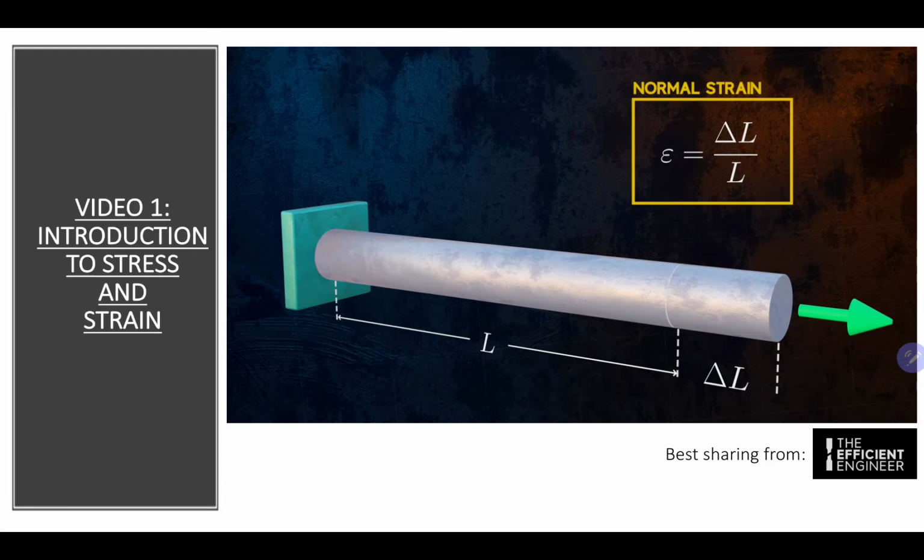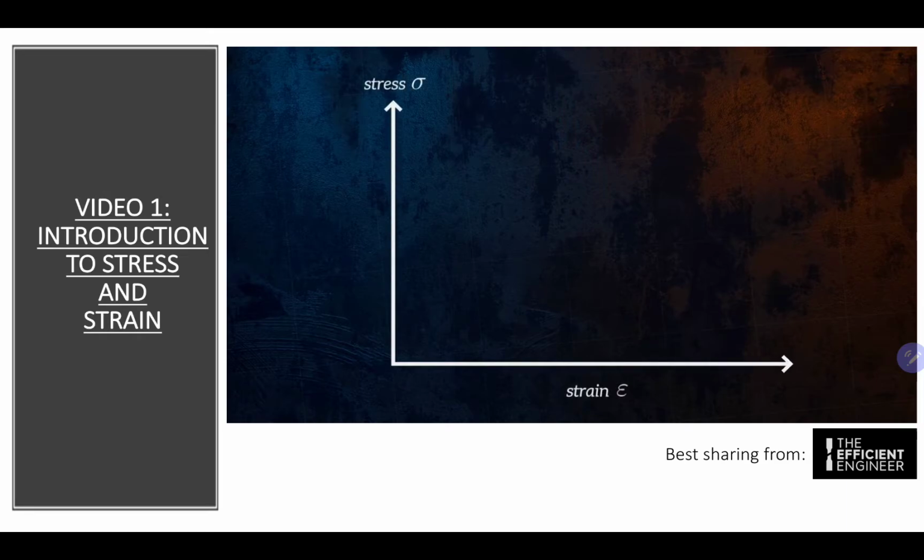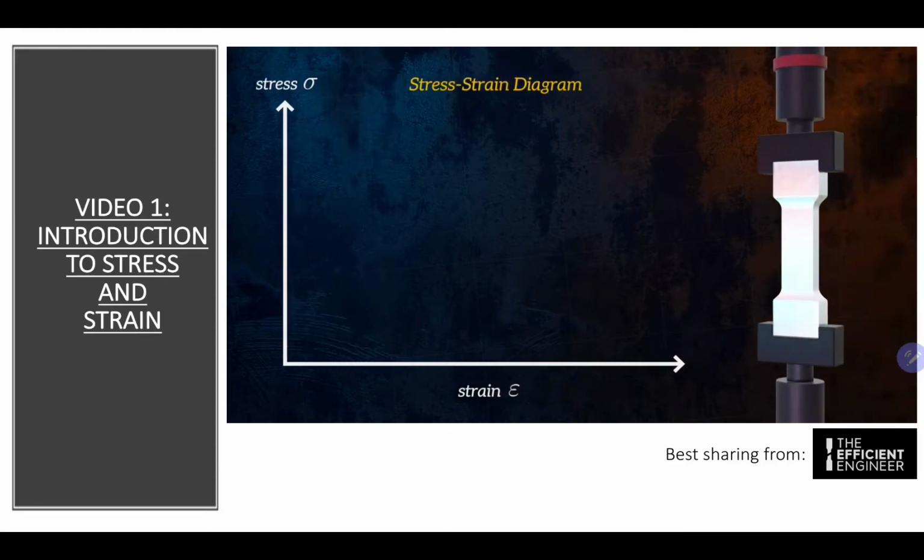I mentioned earlier that the concepts of stress and strain are closely linked. The relationship between the two can be described using a stress-strain diagram. Stress-strain diagrams are different for different materials. We can obtain the diagram for a specific material by performing a tensile test. This involves applying a known force to a test piece and measuring the stress and strain in the test piece as the applied force is increased.